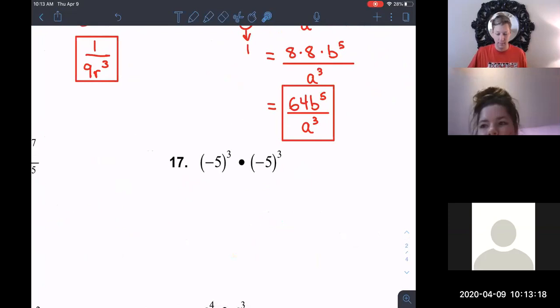Oh man, I wish I could show a calculator. I didn't really think about that. But where is my calculator?